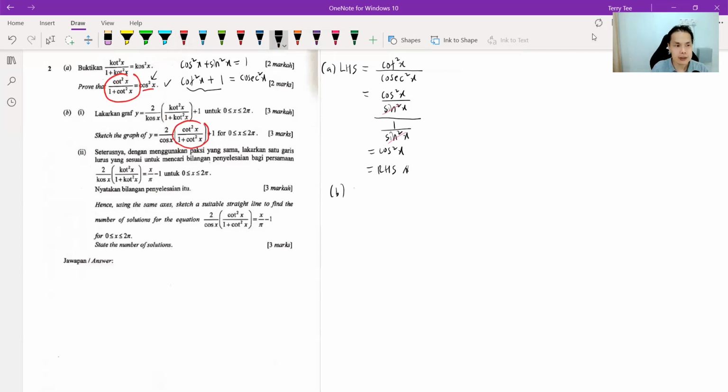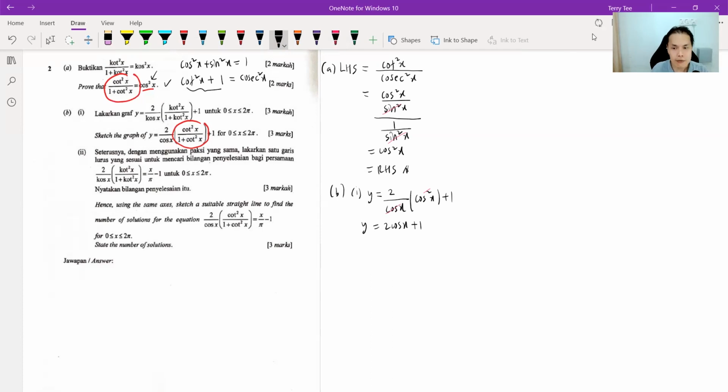So we're going to replace this entire thing with cos squared. So what we have here, B Roman 1, is y equals to 2 over cos x. This entire thing is now cos squared x. And then you have a plus 1. Now, as we can cancel cos and cos square, I'm left with y equals to 2 cos x plus 1. Okay, so we can now sketch this graph.